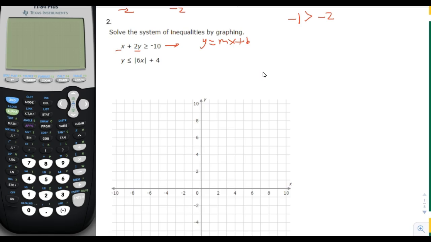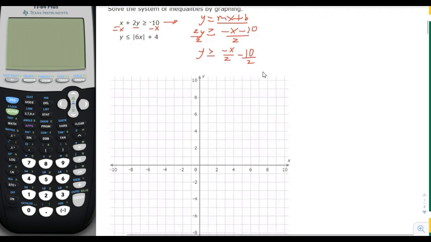So we need to get y by itself on the left side. To do that, I'm going to subtract x from the left side, and I'm going to subtract x from the right side. I'm going to get 2y is greater than or equal to minus x minus 10. Okay, I'm almost in this format now. To get it completely in this format, I'm going to divide both sides by 2. If I do that, then I'm going to have y is greater than or equal to negative x divided by 2 minus 10 divided by 2.